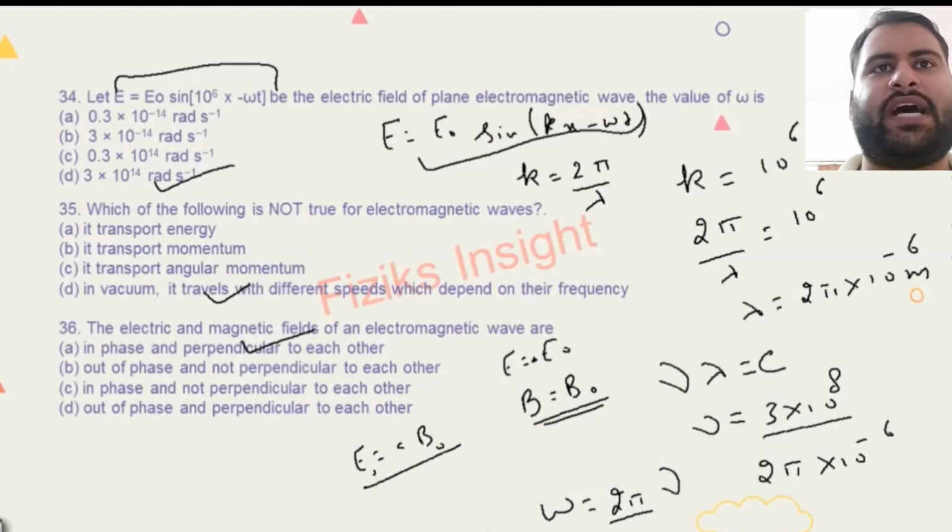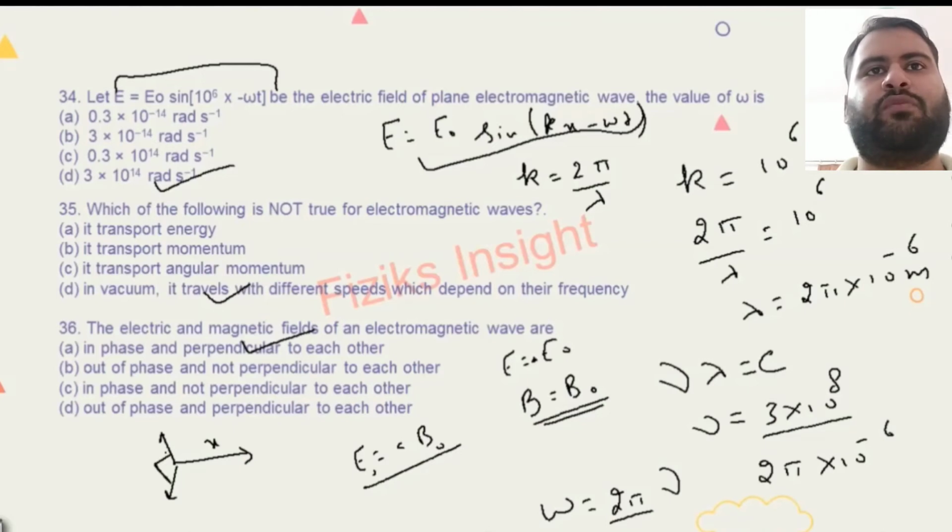And very well we know that in the electromagnetic wave, if the direction of propagation of wave is in x direction, then the electric and magnetic field vectors are perpendicular to the direction of propagation, and moreover these two vectors are also perpendicular to each other. That's why A option is the correct answer for the 36th question. Now let's proceed to the 37th question.